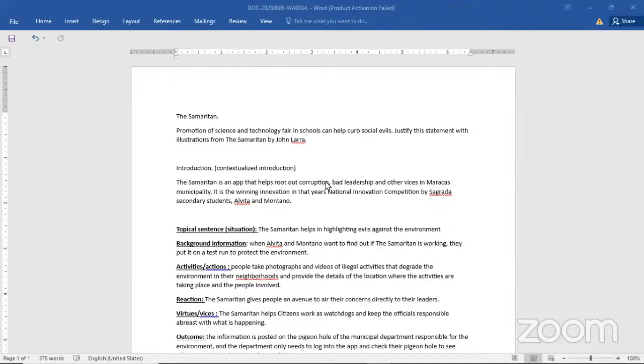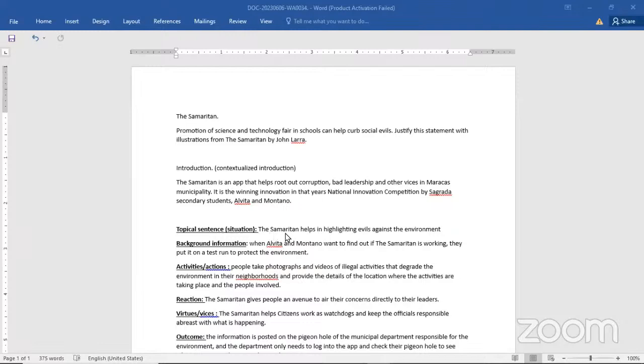I have brought out this question in my introduction. So it's an innovation by these two students, that's Alvita and Montano. Now, we have our topic sentence, which is the situation. The situation must answer the question: promotion of science and technology fair in schools can help curb social evils. So, which is the situation? So I use this one.